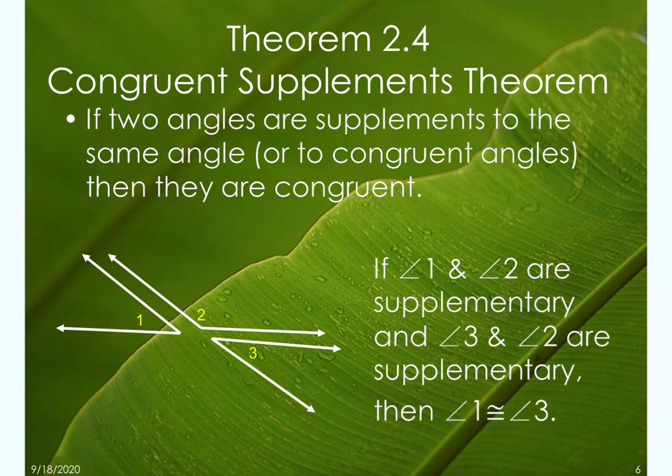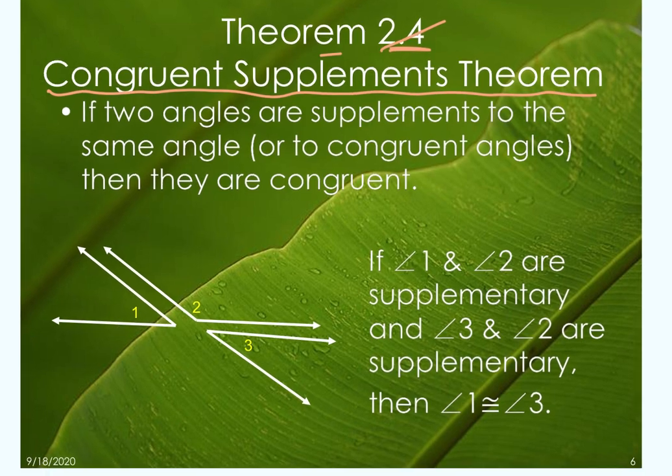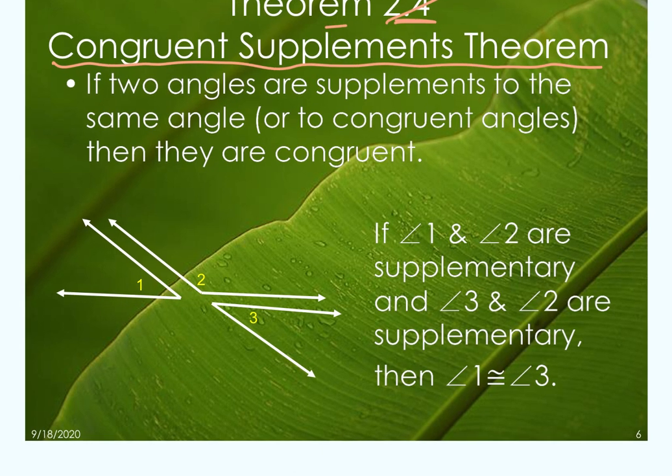All right, next theorem is theorem 2.4. Again, number not important, but the name is congruent supplements theorem. It says if 2 angles are supplements to the same angle or to congruent angles, then they are congruent. So in this diagram, if angle 1 and angle 2 are supplementary, and angle 3 and angle 2 are supplementary, then angle 1 equals angle 3.